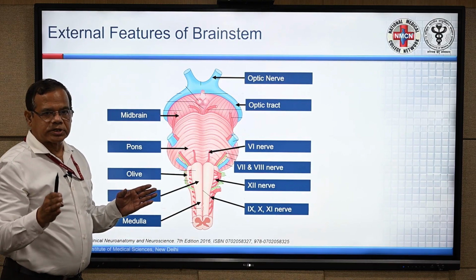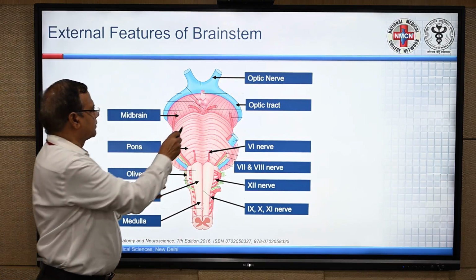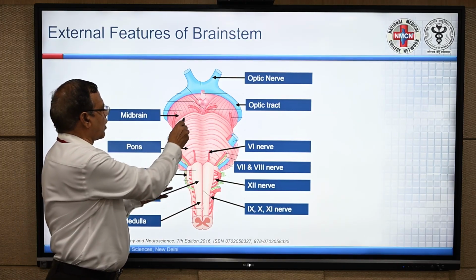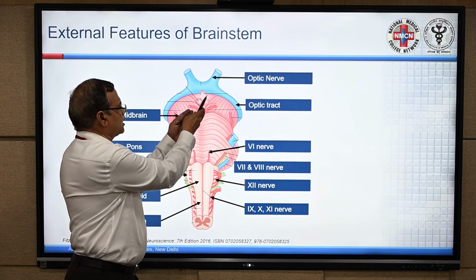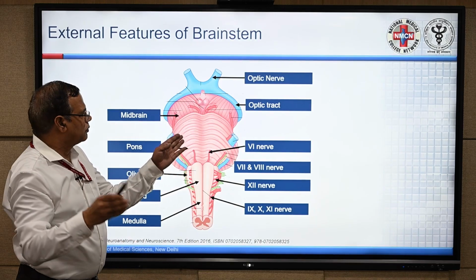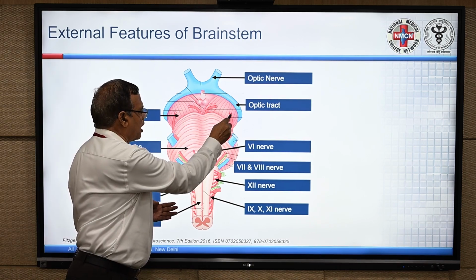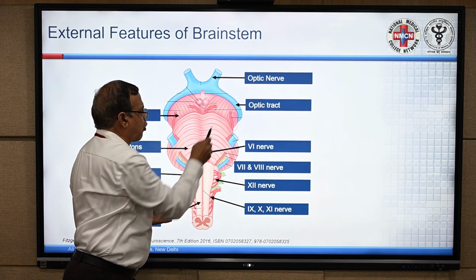The most important structure seen here is the third nerve, or the oculomotor nerve, coming from, or in touch with, the medial surface of the crus cerebri. From the dorsal surface, only one nerve comes out, the fourth nerve.